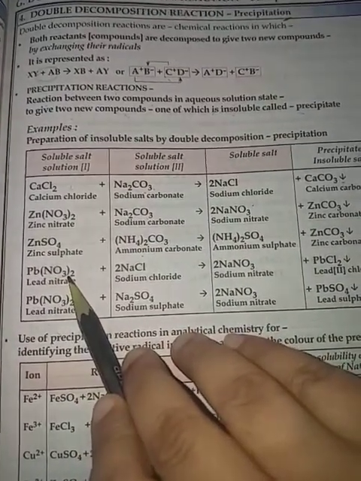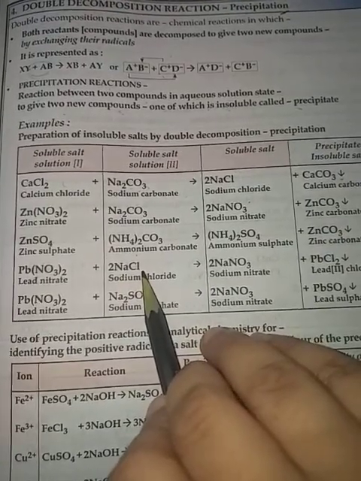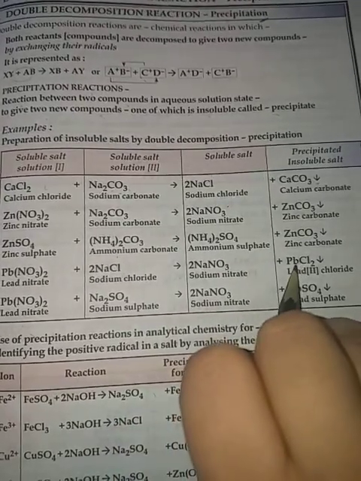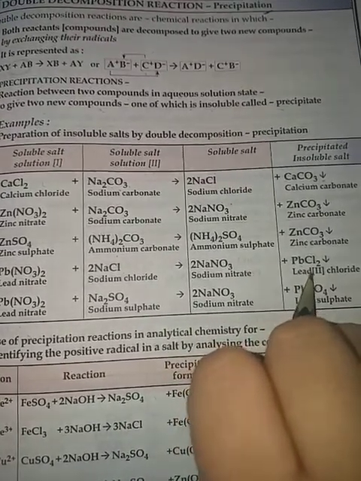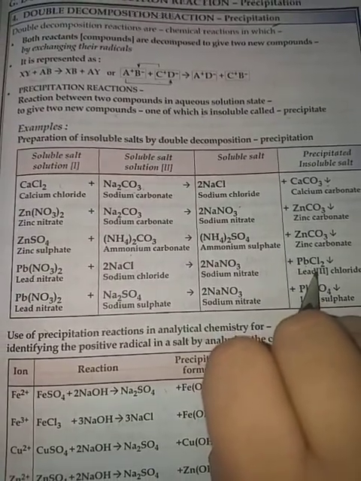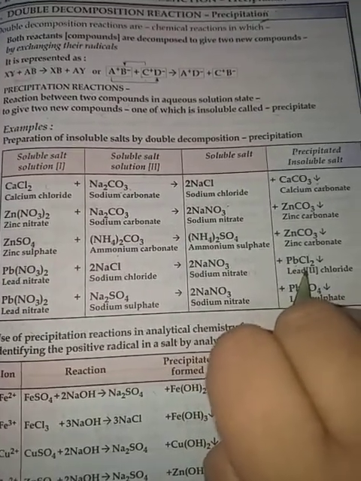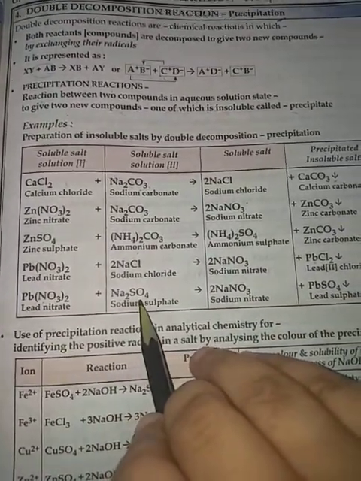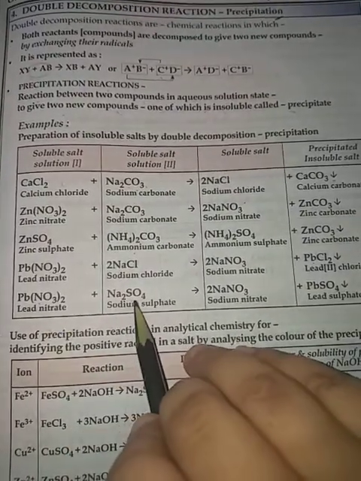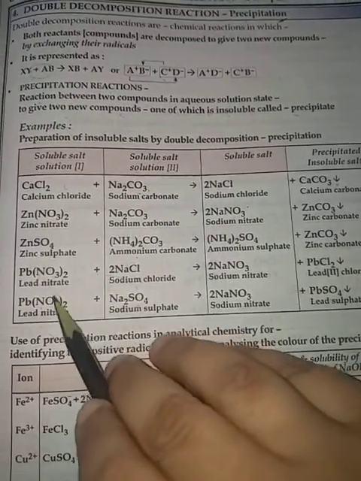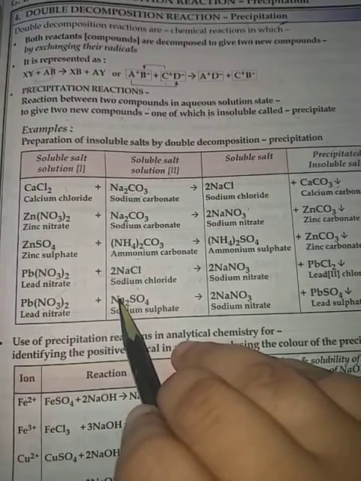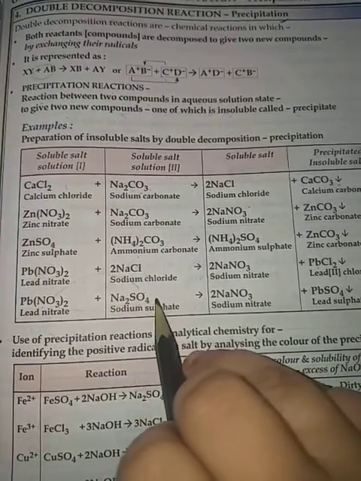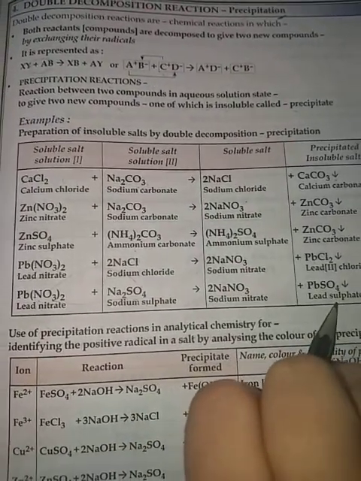Lead nitrate, aqueous solution of lead nitrate with aqueous solution of sodium chloride. We will get sodium nitrate, aqueous sodium nitrate, and PbCl2 will precipitate out. Lead chloride is insoluble, and the substance which is insoluble, that insoluble salt is called precipitate. Next one is lead nitrate and sodium sulfate. Lead nitrate and sodium sulfate will combine together. Exchange of radicals will take place. Na will combine with nitrate to form NaNO3, and lead with this sulfate ion to form lead sulfate, which will precipitate out.